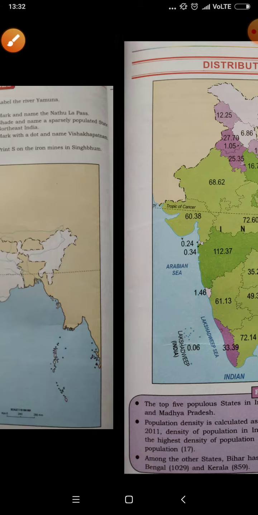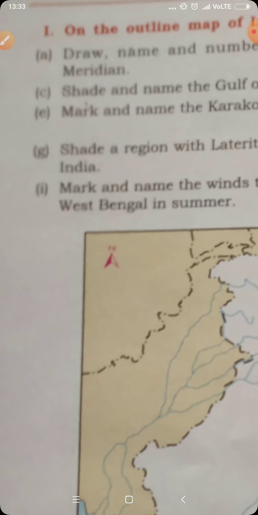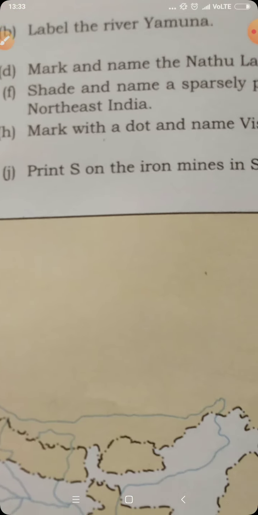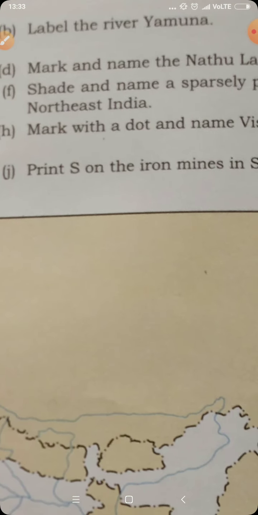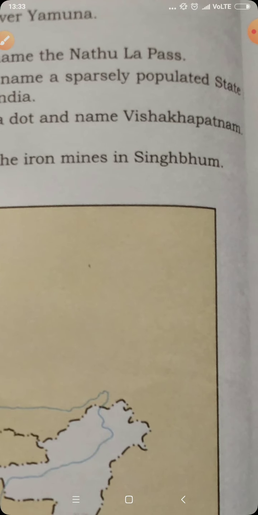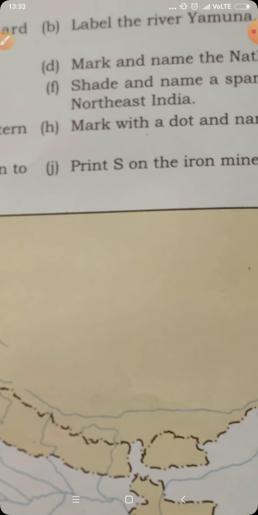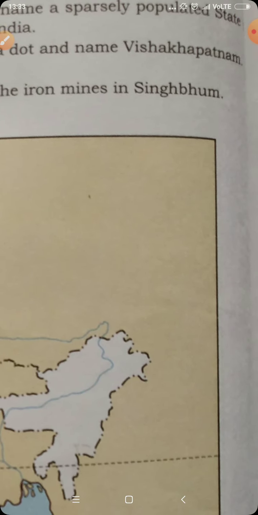Now after this map we have some exercises for you. These exercises also you have to focus on and do. Draw, name and number the meridian. Shade and name the Gulf of Khambhat. Name Karakoram Range. Shade the region with laterite soil in eastern India. Mark and name the winds that bring rain to West Bengal in summer. Label the river Yamuna. Mark and name Nathula Pass. Then shade and name the sparsely populated state. Mark with a dot the name of Visakhapatnam. Print S on the iron mines in Singhbhum.